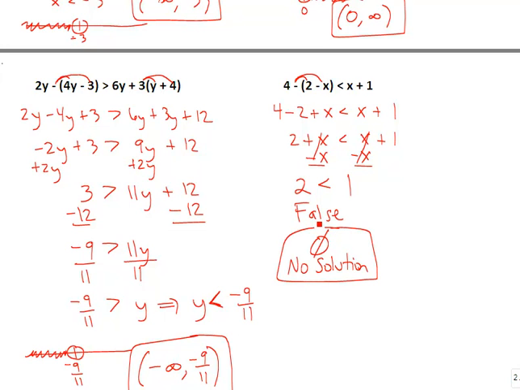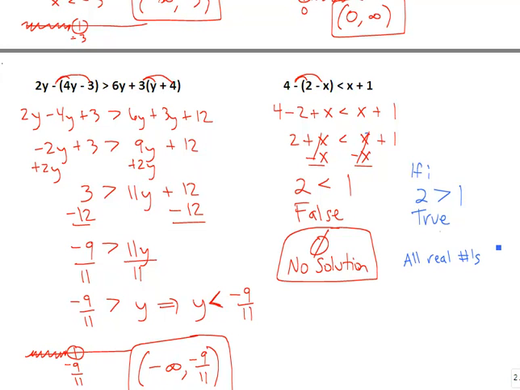Now, just as an aside, if this problem had ended up being 2 greater than 1 instead, which is a true statement, what would that mean about the problem? It means that no matter what you pick for x, it's always going to be true, so every value of x works. If you use words, that means all real numbers are your solutions.